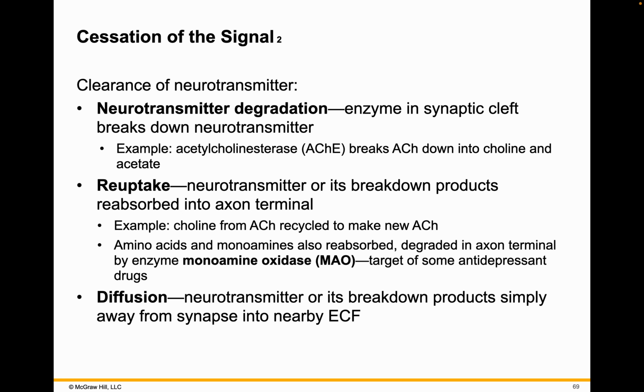We can clear that using neurotransmitter degradation. An enzyme in the cleft can break down the neurotransmitter. For example, acetylcholinesterase breaks down acetylcholine into its choline and acetate. Reuptake, sometimes a neurotransmitter brings that back into the cell, either the neurotransmitter itself or the breakdown products from the enzyme. Or simple diffusion, where the neurotransmitter breaks down, or its breakdown products simply diffuse away from the synapse into the nearby extracellular fluid.